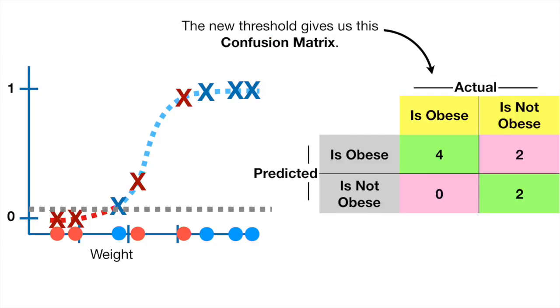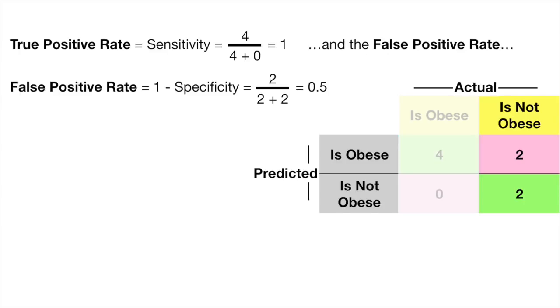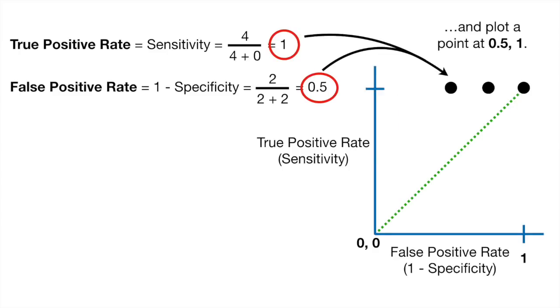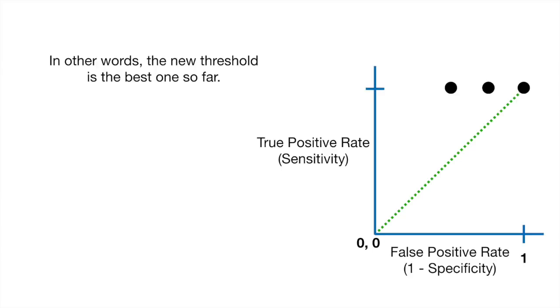Now let's increase the threshold so that all but the two lightest samples are called obese. The new threshold gives us this confusion matrix. We then calculate the true positive rate and the false positive rate, and plot a point at 0.5, 1. The new point is even further to the left of the dotted green line, showing that the new threshold further decreases the proportion of the samples that were incorrectly classified as not obese. In other words, the new threshold is the best one so far.